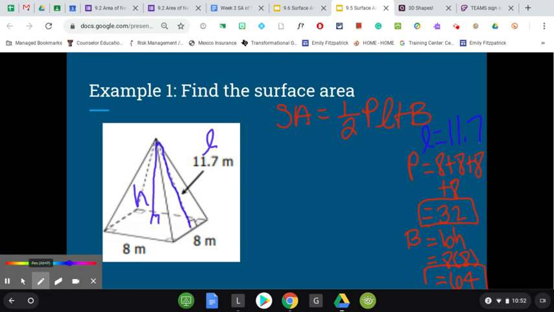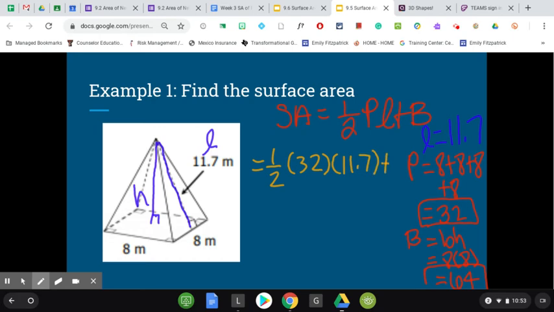Now that I have all of my information, I have the slant height, the perimeter of the base, and the area of the base, we're going to plug them into our formula. So we're going to have 1/2 times the perimeter, which is 32, times the slant height, which is 11.7, plus the area of the base, which is 64.